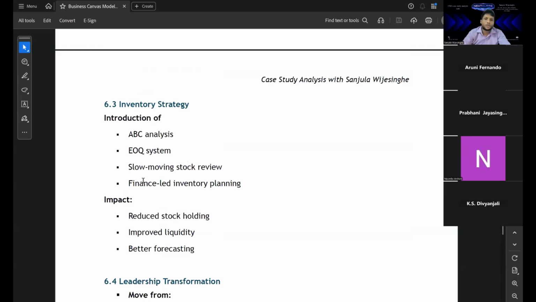Now you understood that one. Slow moving stock review. You are going to conduct age analysis, which we discussed in a separate analysis. You are going to conduct age analysis, and what are you going to do? You are identifying the slow moving stock also.